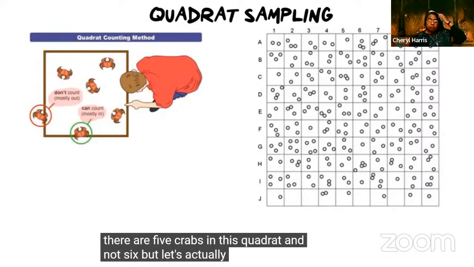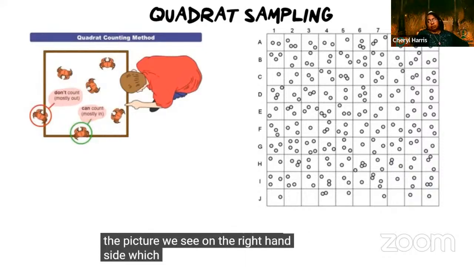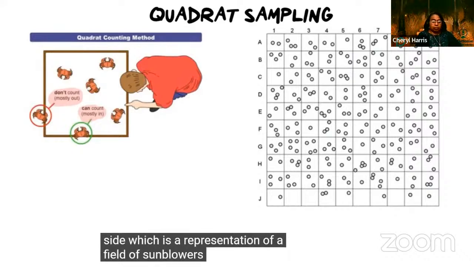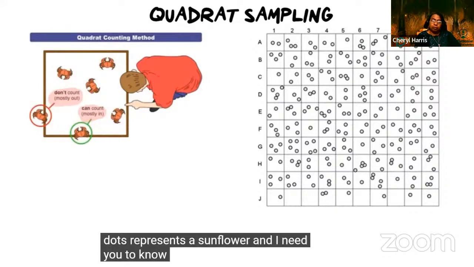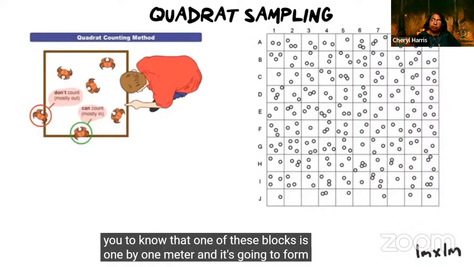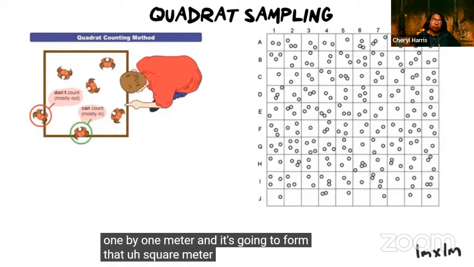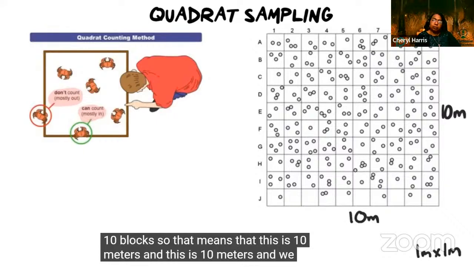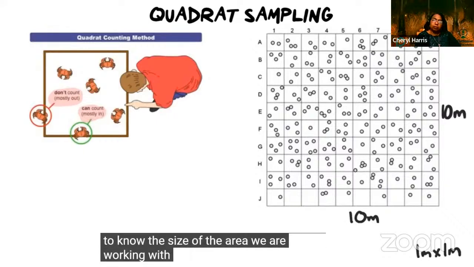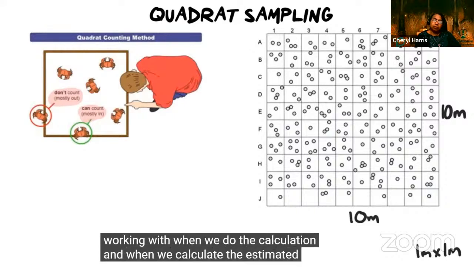But let's actually apply it to the picture we see on the right-hand side, which is a representation of a field of sunflowers. Each one of those dots represents a sunflower. One of these blocks is 1 by 1 meter, and it's going to form that square meterage that we see in the diagram. It's really important to figure out what it is. There are 10 by 10 blocks, so this is 10 meters and this is 10 meters. We need to know the size of the area we are working with when we calculate the estimated population size.